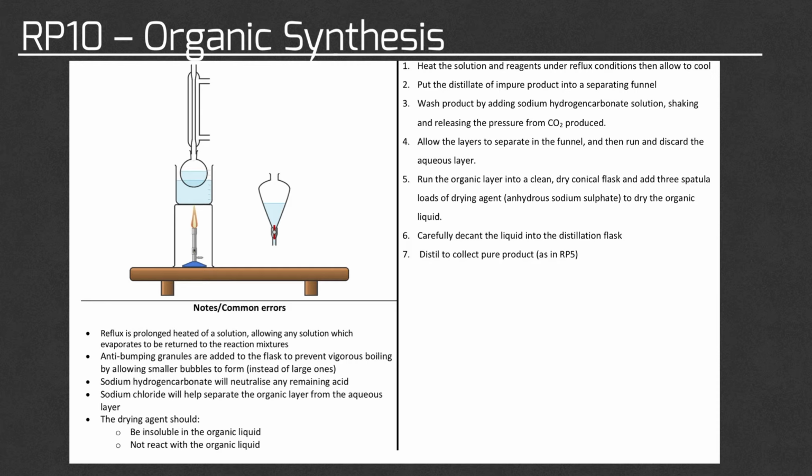Anti-bumping granules should be added to the flask during reflux to prevent vigorous boiling by allowing smaller bubbles to form instead of larger ones. Sodium hydrogen carbonate neutralizes any of the remaining acid, and the sodium chloride will help to separate the organic layer from the aqueous layer.